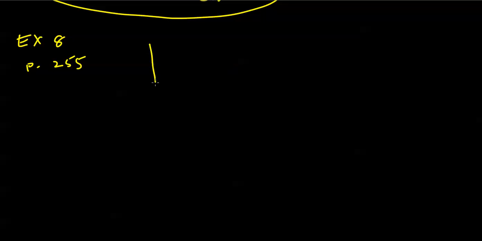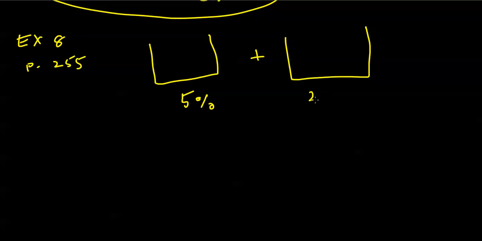Alright, so basically the situation is this. We've got a certain amount of 5% solution that we want to add to something stronger, a 20% solution, to end up with a 15% solution in the end.